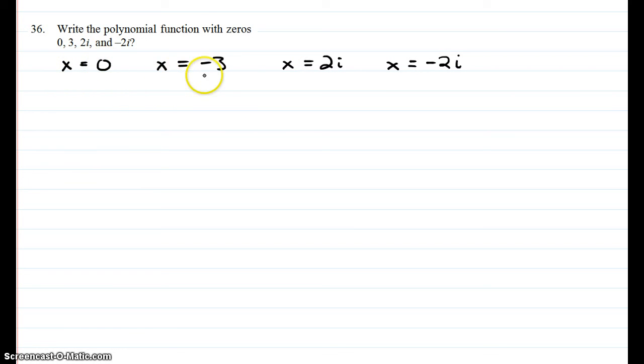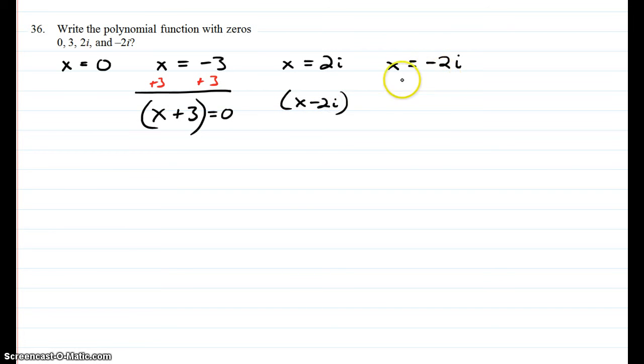But here, if I add 3 to both sides, we get x plus 3 equals 0. And so that kind of shows why negative 3 is our zero. Now this is the factor we're going to use. And so you can kind of see what's going to happen over here. We're going to subtract 2i, and we're going to have a factor of x minus 2i. Here we'll add 2i and get a factor of x plus 2i. And so we want to put all this together.